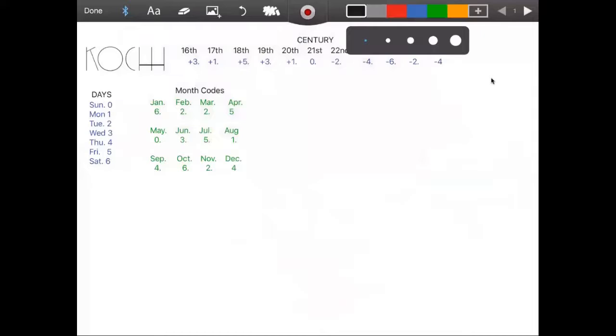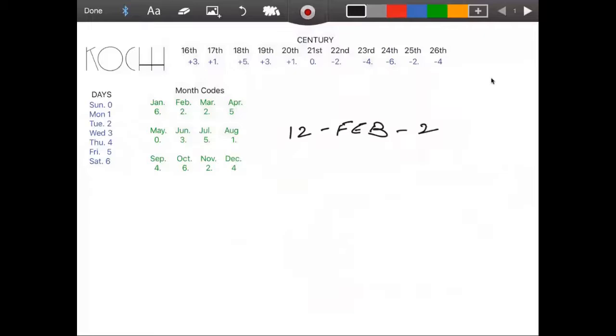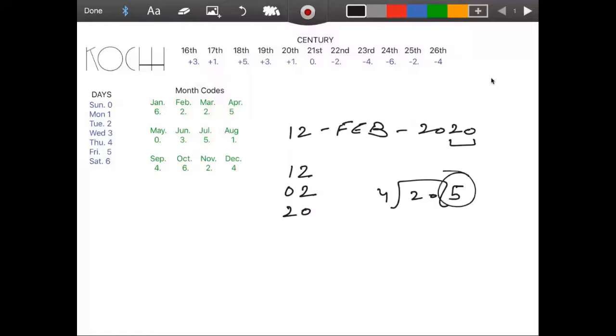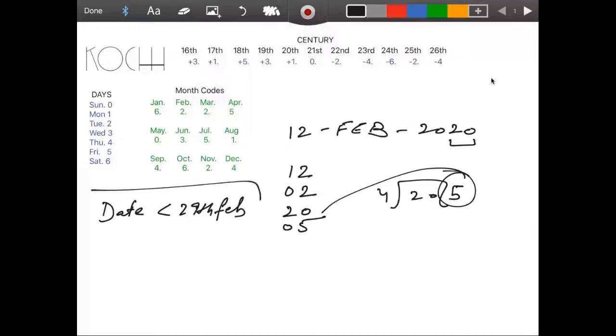Let's take 12th February 2020. Okay, so 12, first is date. Now, what was the code for February? 02. Now, we'll write the last 2 digits of the year, and then the year divided by 4. We'll check the quotient. Quotient is 5. Now, this date was before 29 Feb, right? And 2020 is a leap year. So we need to subtract 1 before dividing by 7.